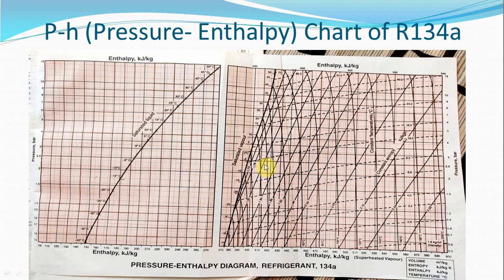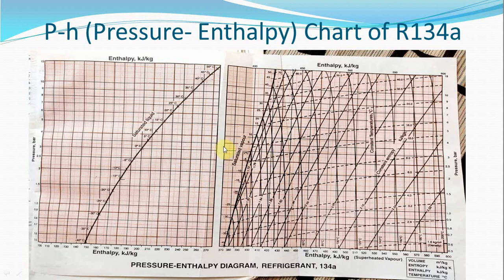So today let us learn the basic structure or format of this pH chart, how to read it, how to plot the points and processes, and draw the cycle diagram of a VCRS, how to obtain the required properties, how to interpret these property tables, and also relate the values to pH charts.